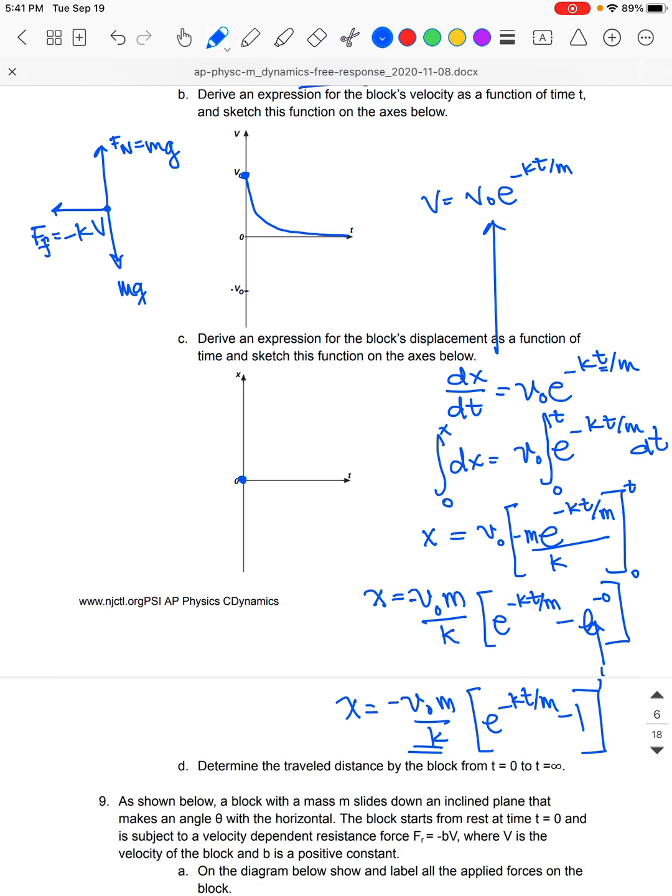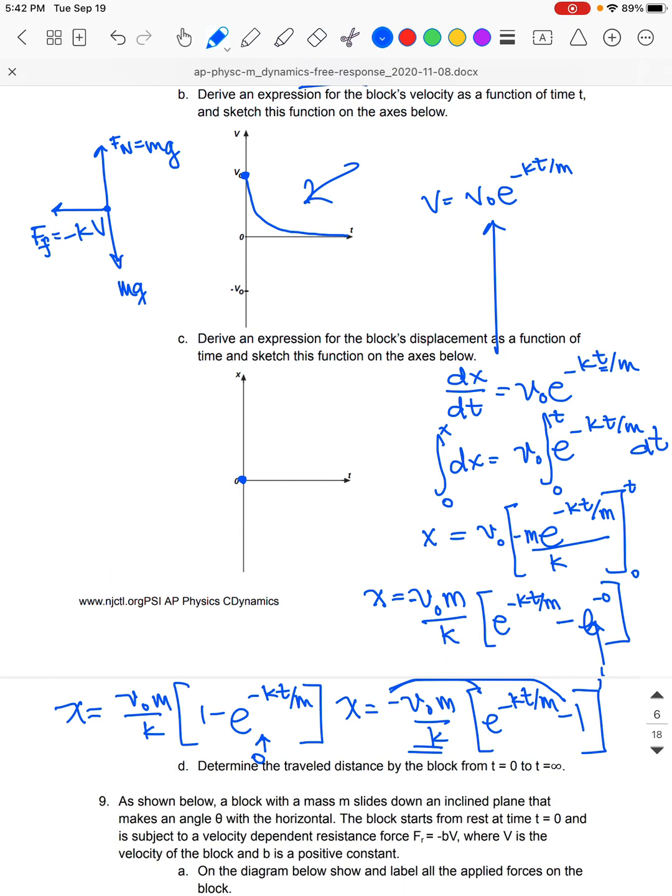Actually, I think it is easier to rewrite this. If I take this negative and distribute it, I get x is equal to v naught m over k times 1 minus e to the negative kt over m. And then from there, I can figure out that as t goes to infinity, the exponential term approaches 0. So this ends up turning into 0, and it's just v naught m over k times 1.